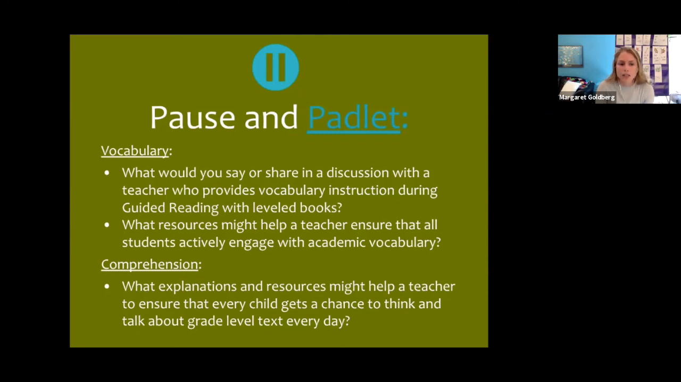The next question is related to comprehension. So what explanations and resources might help a teacher ensure that every child gets a chance to think and talk about grade level text every day?